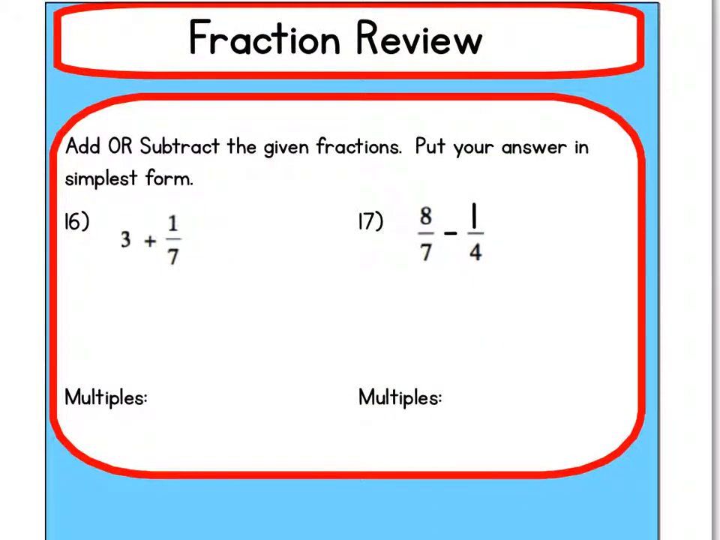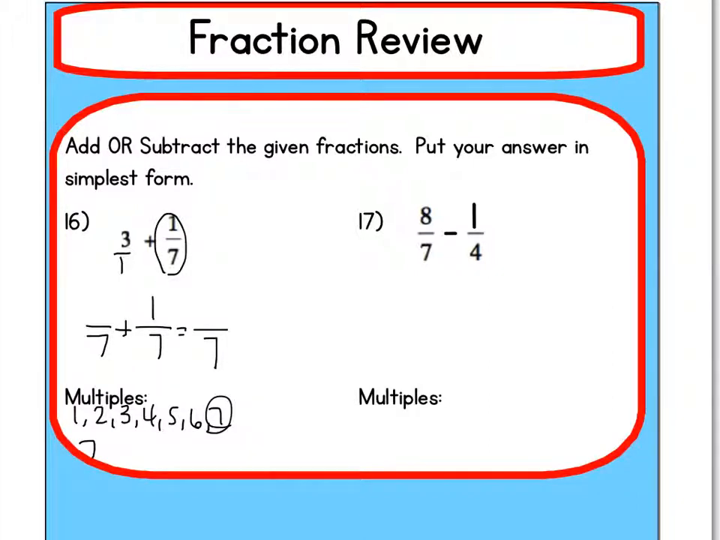For number 16, we're first going to change this into a fraction. We're going to find our common denominator between 1 and 7. Anytime it's 1 and another number, it ends up being the bigger number. So they actually end up meeting up at 7. So it's going to be something over 7 plus something over 7 equals something over 7. Since the second fraction's already over 7, we leave it. We have to multiply by 7 here. So we get 21 over 7 plus 1 over 7 gives us 22 over 7.